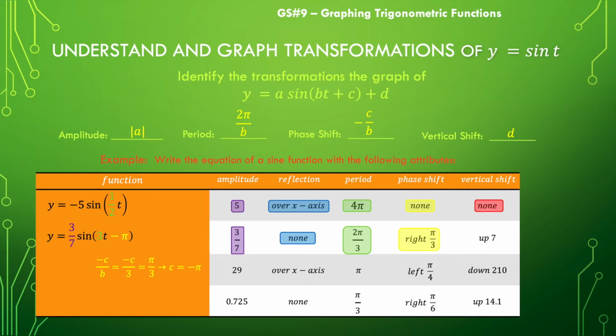All right, and then the last thing, which is the easiest, is a vertical shift, which is up 7. And we've completed that function.